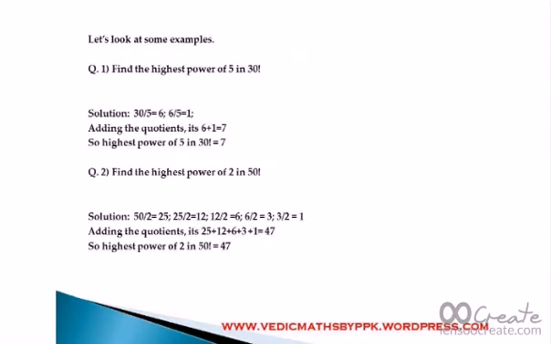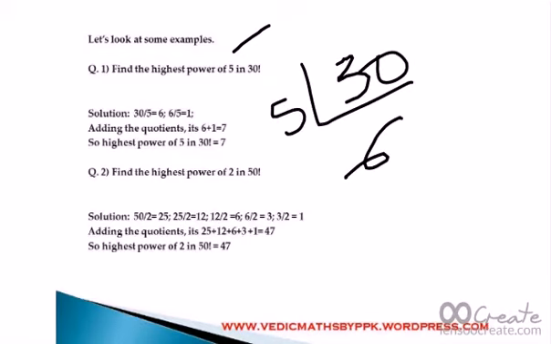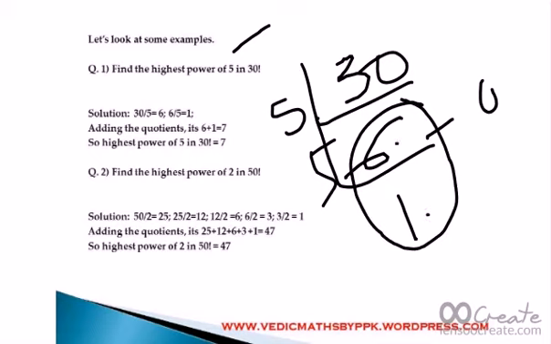Now let's look into some examples. If the question says find the highest power of 5 in 30 factorial, we need to keep dividing 30 by 5. 5 sixes are 30, so the quotient is 6, then 6 divided by 5 gives 1. We add these quotients, 6 plus 1 is 7. Therefore the highest power of 5 in 30 factorial is 7.